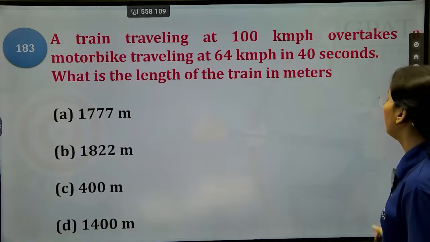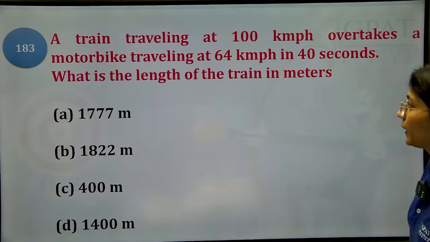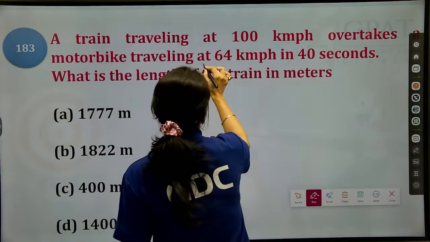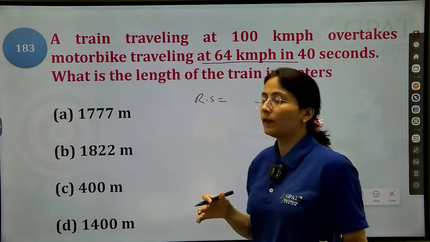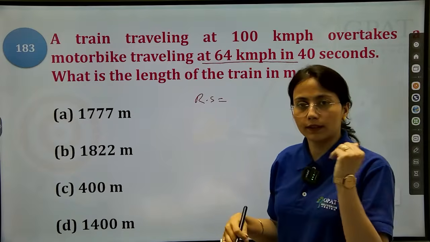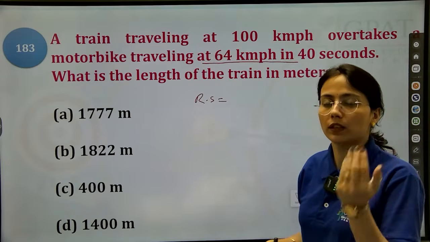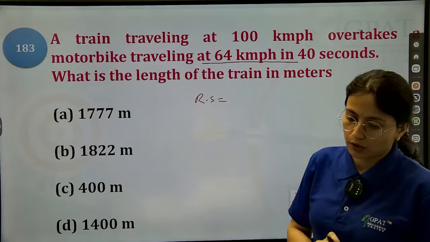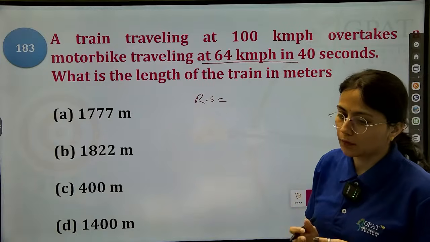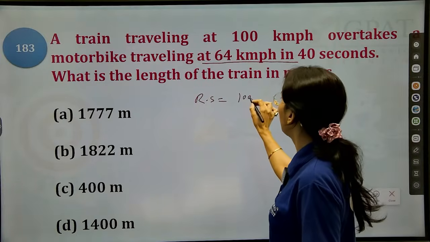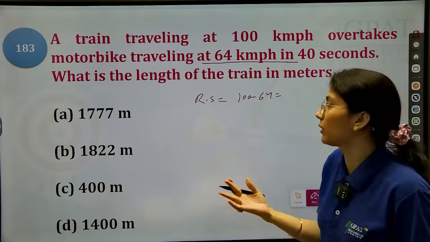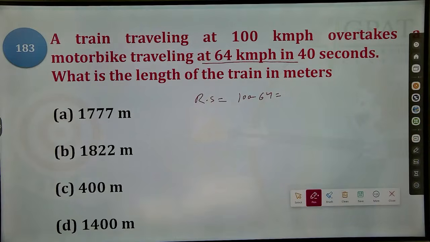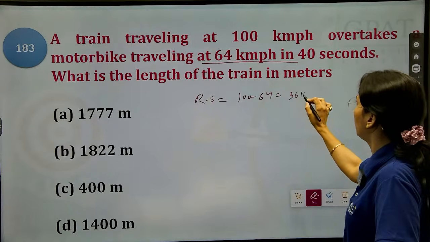A train traveling at 100 km per hour overtakes a motorbike at 64 km per hour. We have to find the relative speed. Both train and motorbike are in the same direction, so we find the relative speed for the same direction, which is 100 minus 64, equal to 36 kilometers per hour.